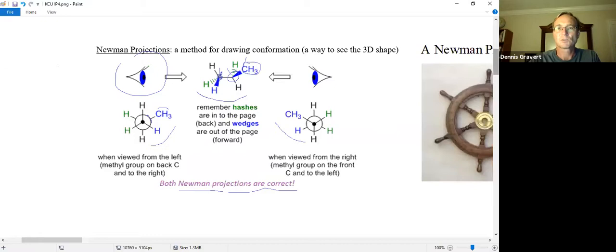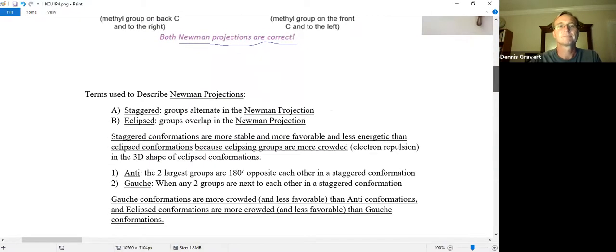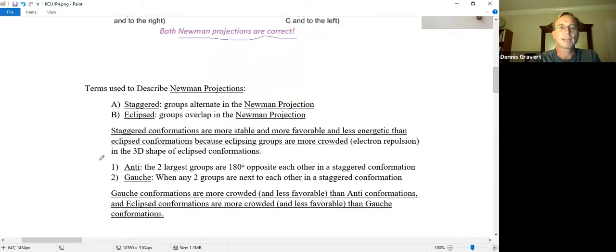Okay, so we got this all right. Here we go. Oh, I just drew anti-conformation. The 2 largest groups are 180 degrees off each other in a staggered conformation. Ooh. So staggered just means that the groups are alternating.